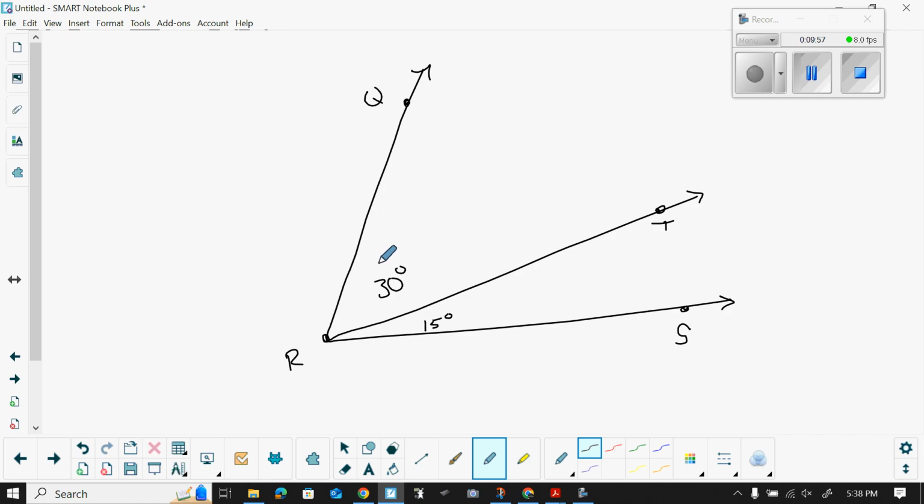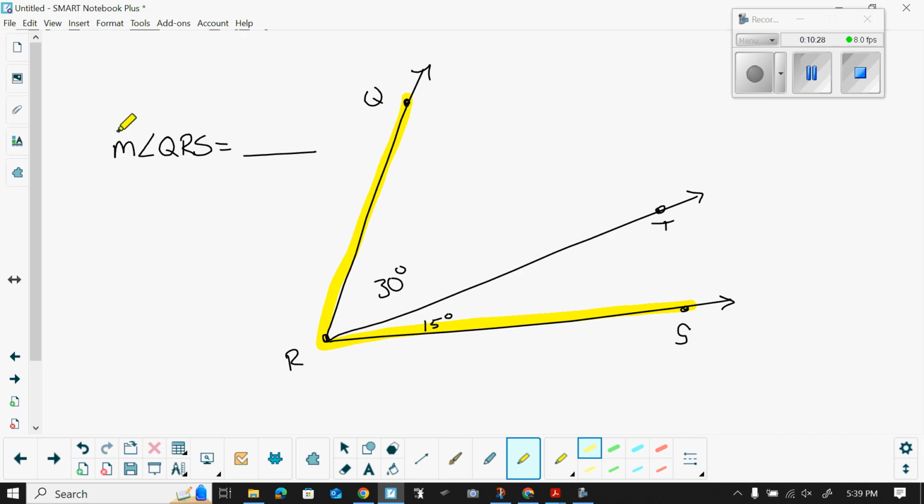Now, if I had a question that said, the measurement of angle QRS equals, let's say this was a question. Well, there's two things you need to understand in order to do a question like this. The first thing that you need to understand is what is QRS? I'm going to trace from Q to R to S. Q, R, S. Notice that I trace this.